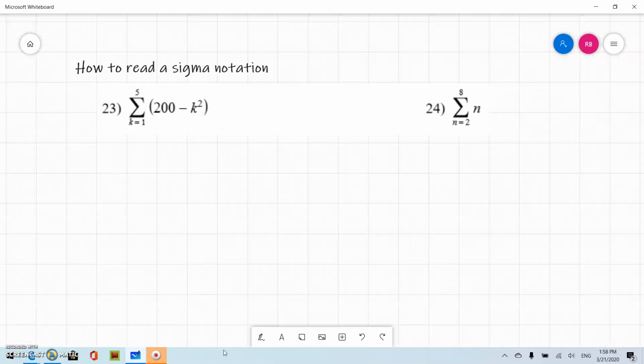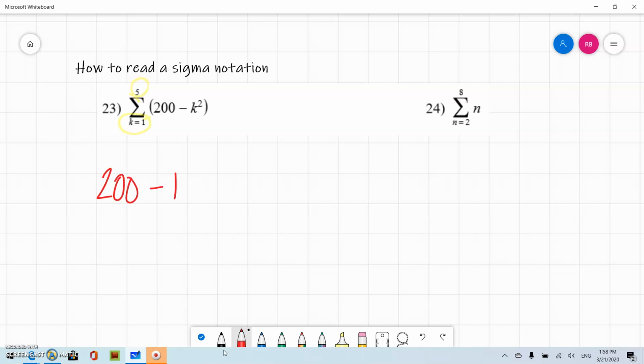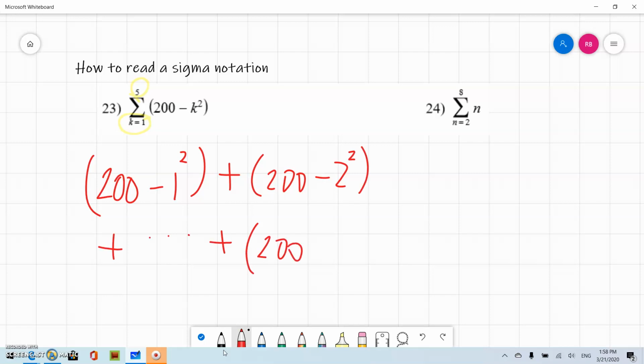Last one, sigma notation. Couple things you need to know. This is the first term, k equal 1. Okay, so that means you start by plugging in 1, the very first term. 5 is where you stop. So this one, if I rewrite it, it looks like 200 minus 1 squared plus, because this is a summation, 200 minus 2 squared plus all the way to 200 minus 5 squared.